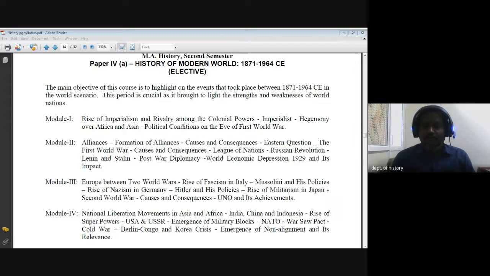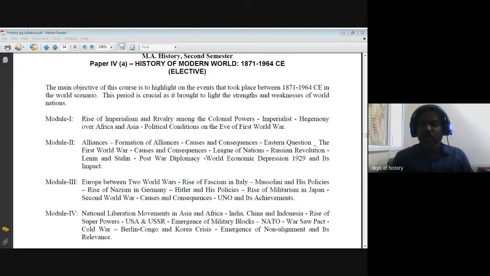Also, unification of Germany and unification of Italy were one of the reasons for the occurrence of the First World War, and maintaining these colonies, the imperialistic hegemony and rivalry among these European powers were also important reasons for the First World War. Okay, so we'll see the things which happened before the First World War.